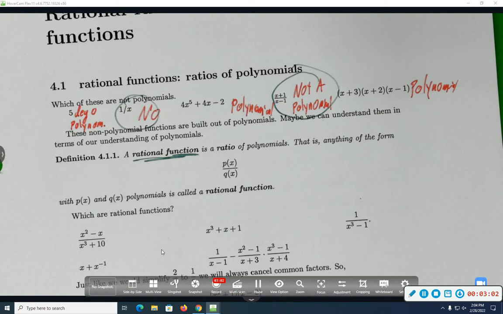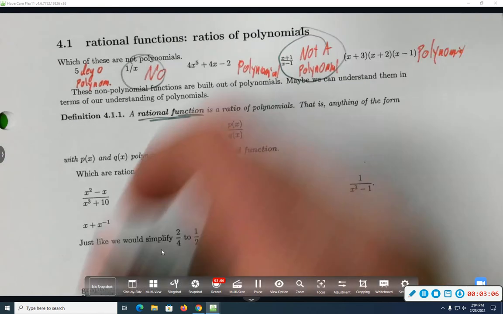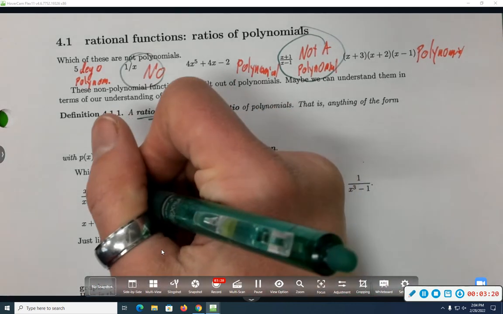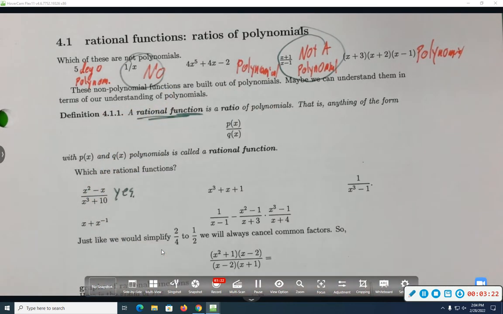So let's just do a quick check. Are these rational functions? Is this function that is a polynomial divided by a polynomial a rational function by that definition? Is it a polynomial divided by a polynomial? Folks say yes? Yeah, of course it is. You see the polynomial and the other polynomial in the division sign. The next one, x cubed plus x plus 1, is that, yeah?